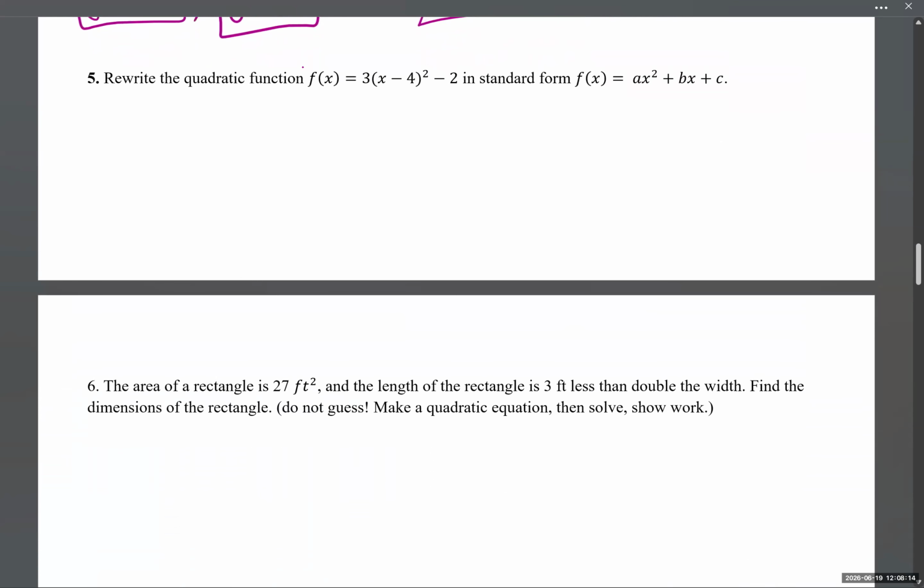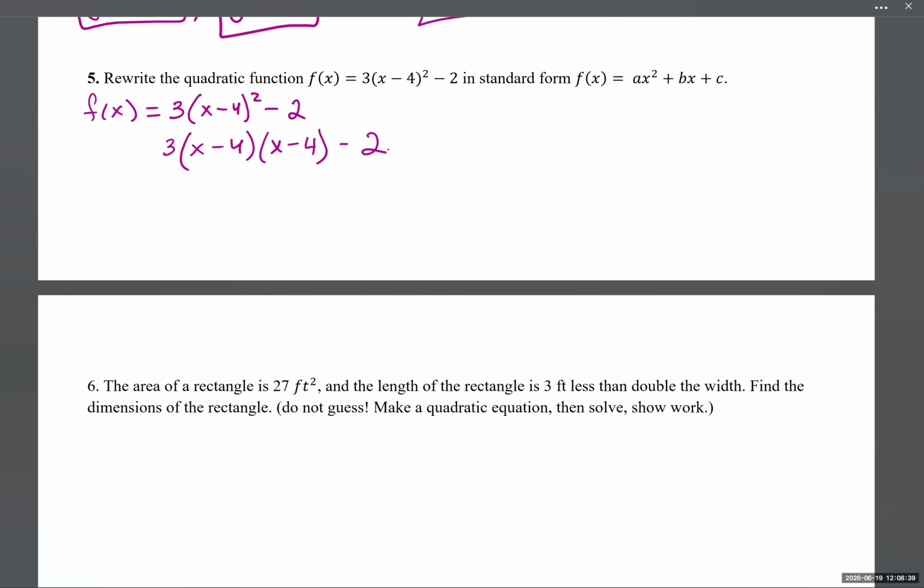Number 5, we're rewriting the quadratic function that's written in the vertex form in the standard form. So let's go ahead and do that. F of x equals 3 times x minus 4 squared minus 2. You will have to square the x minus 4 first. If you don't remember how to do that, you can expand it as x minus 4 times x minus 4. That's what a square means. Then go ahead and FOIL it to get the answer.